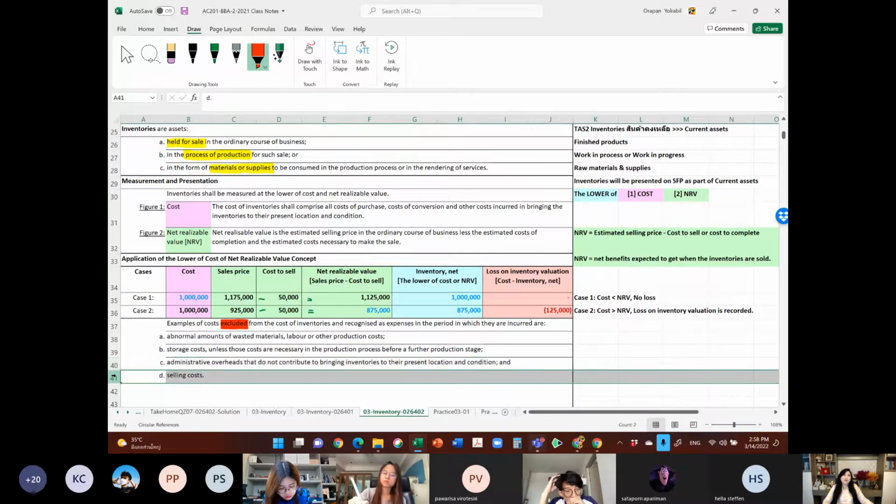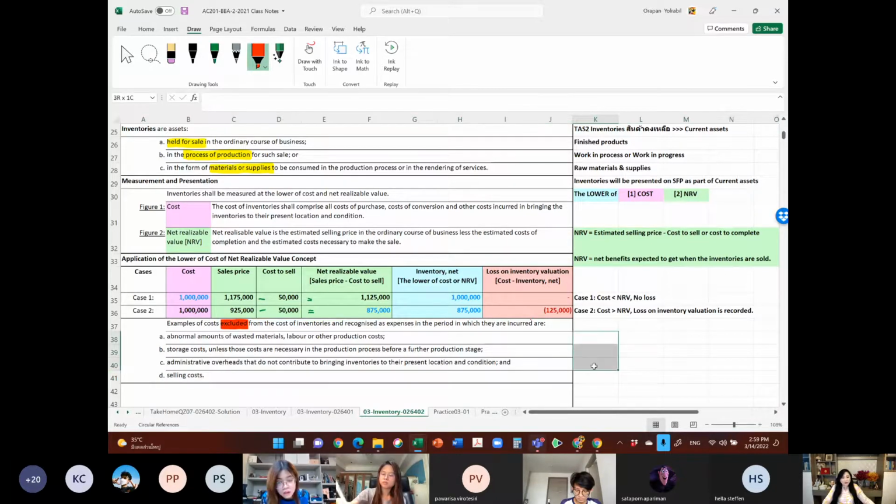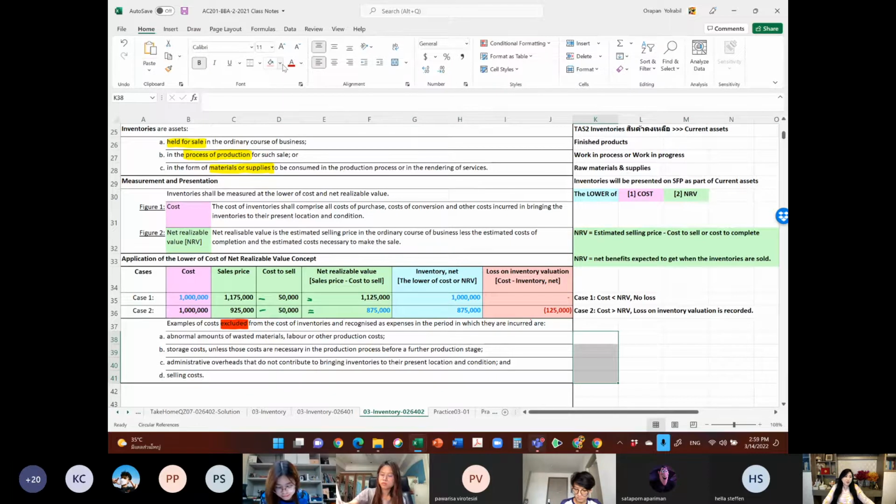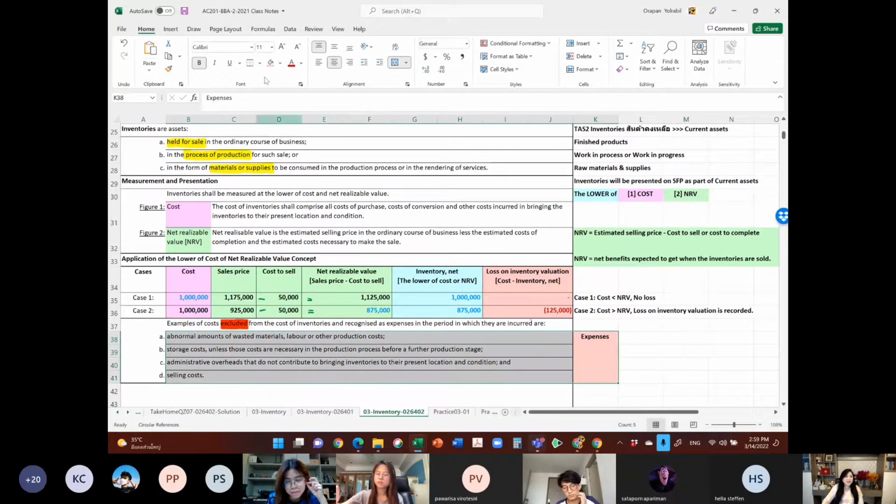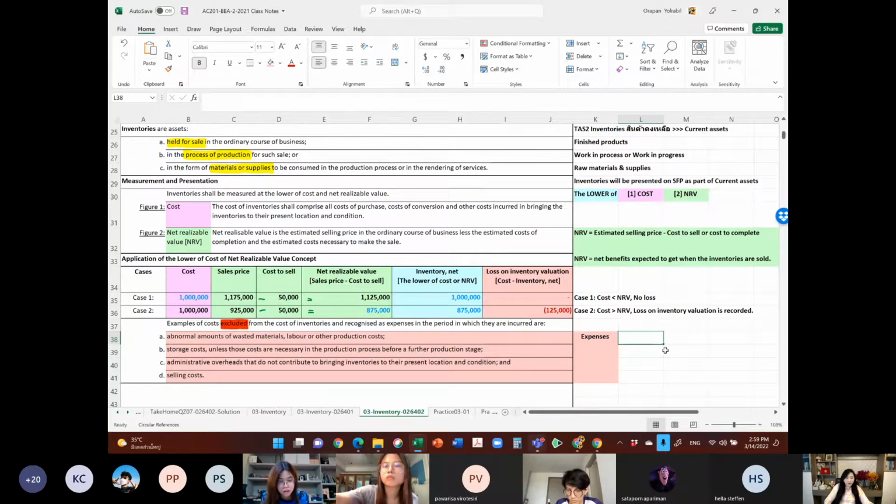And lastly, if you have to pay for selling costs like advertising, product listing, shelf space, event marketing, brand ambassador, influencer and all that, these are not closely related to the production of the products. So they are not part of the inventory cost. What do you need to do with this? These must be expensed right away. So all these costs must be expensed right away.